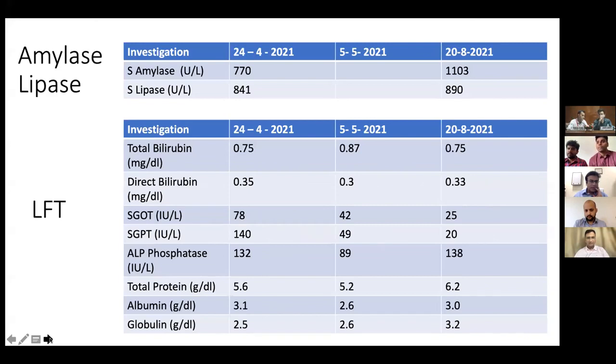And coming to the amylase and lipase, at the present admission the amylase level is 1100 and serum lipase is 890. So why is it still elevated? Sir, it can be a new event of pancreatitis, sir, that can cause a very high rise in amylase and lipase levels.